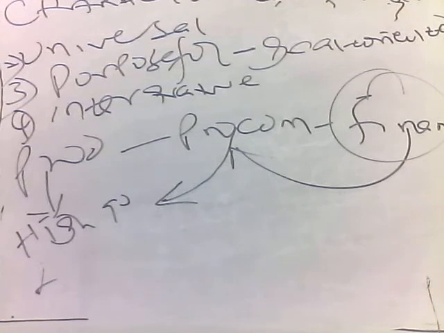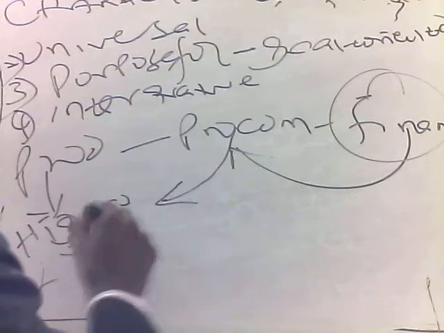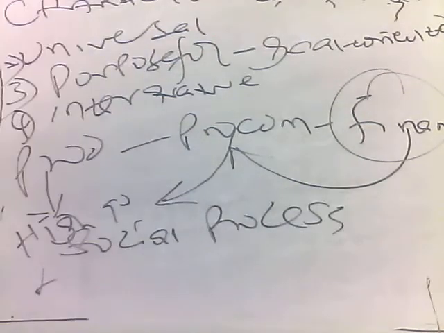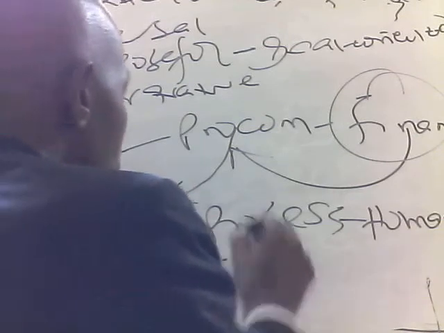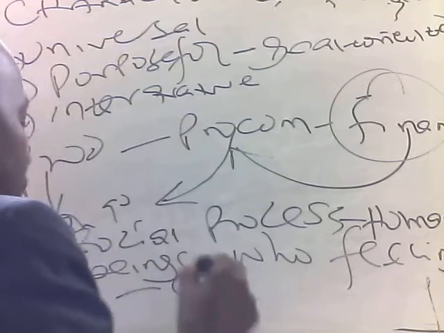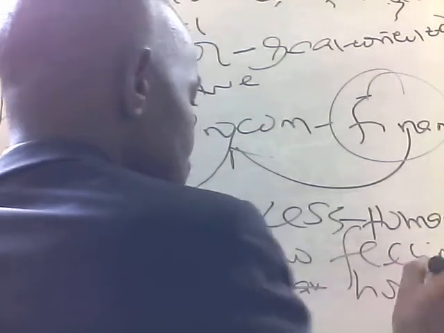Now, number five is what we call social process. By social process we mean that management involves human beings who have feelings and can be hurt. So we need to be careful because we are dealing with human beings, not things, not objects. Number six is that management is efficient and effective. I think we have talked about that. Another thing is that it's a continuous process. Another thing is that it is multidisciplinary.